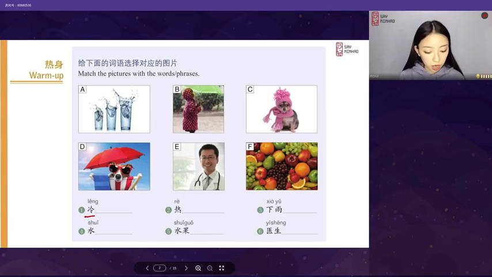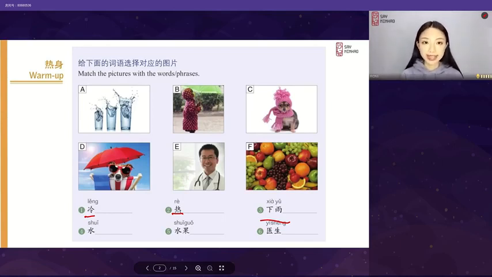First one is 冷, which means cold. Next one, 热. It is the opposite to 冷, which means hot. Next one is 下雨, it means rain, to rain. Next one, 水, we've seen this word before, it means water. Next one is 水果, this one means fruit. Last one, 医生, we already know this, means doctor.